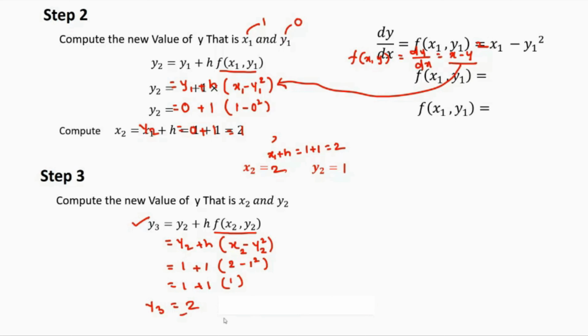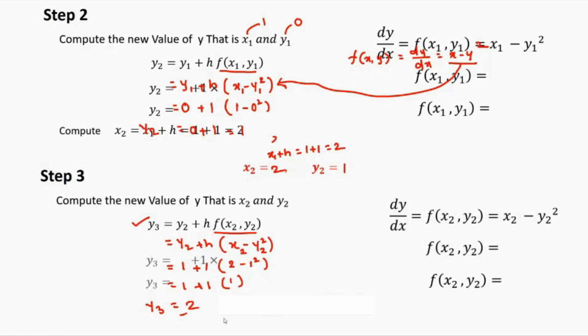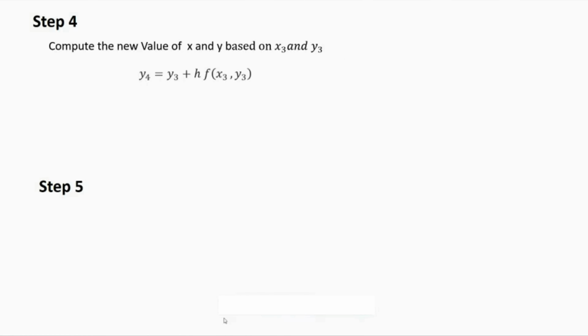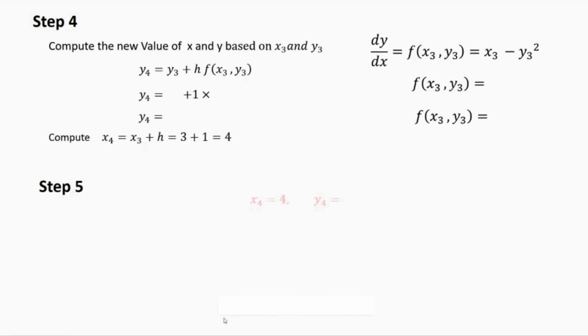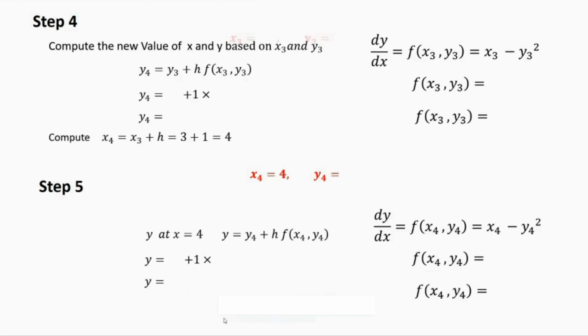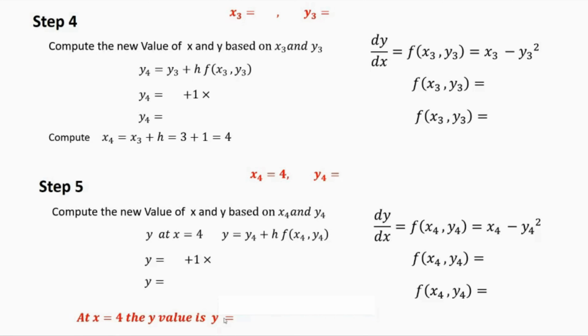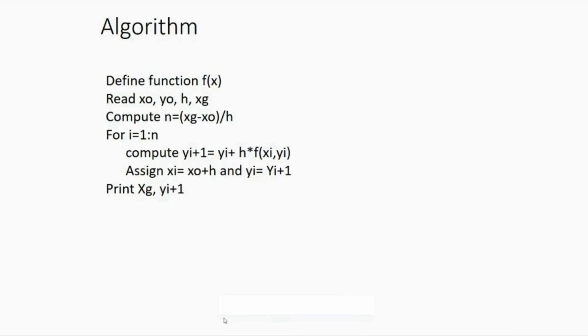So similarly, you continue this. Simple hai. Similarly, you complete step 4 and step 5. We have to go up to 4, and at x is equal to 4, whatever y value we get, that is the answer.